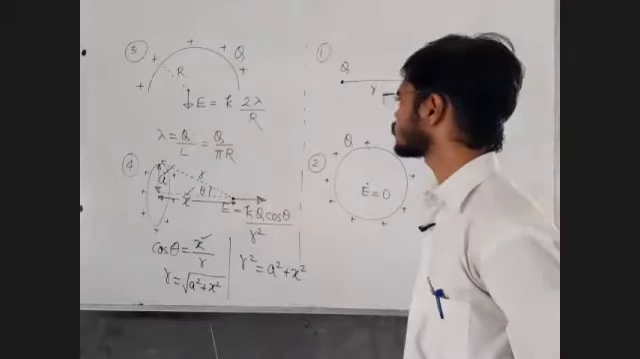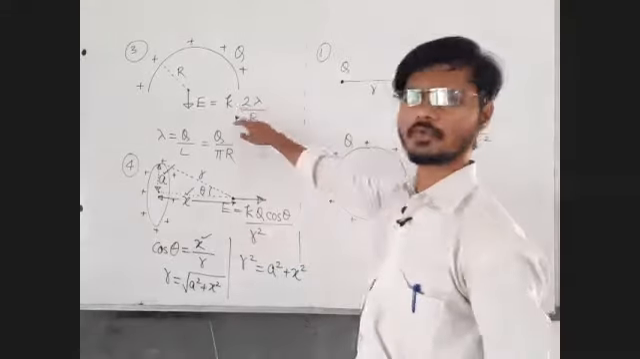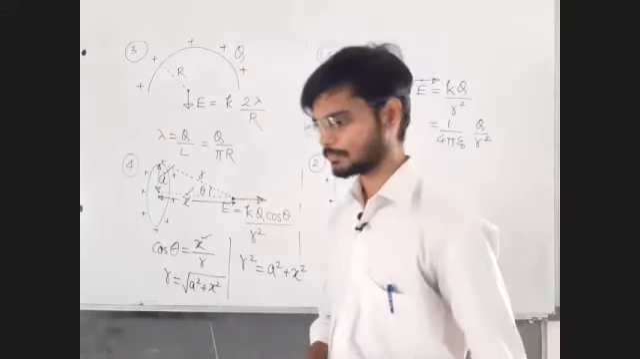Okay, sir. Of course, we can replace this k whenever required as 1 upon 4 pi epsilon or 1 upon 4 pi epsilon 0. Fine.